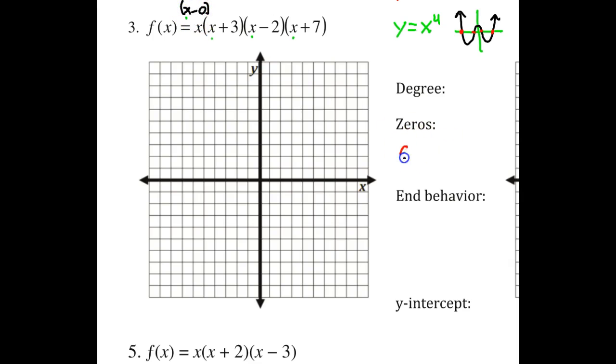So we have 0 from x minus 0, negative 3, 2, and negative 7. So we got 4 zeros. And negative 3, positive 2, negative 7. There we go. End behavior, you can see from our graph up here that they both go to positive infinity. They both start and end going upwards. So I know this is going to go this direction and over here this direction.